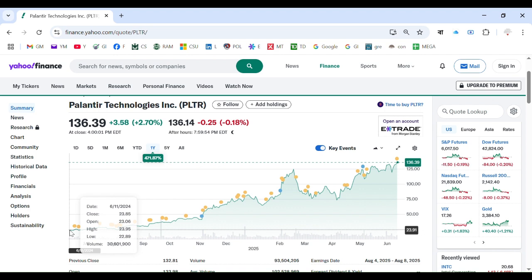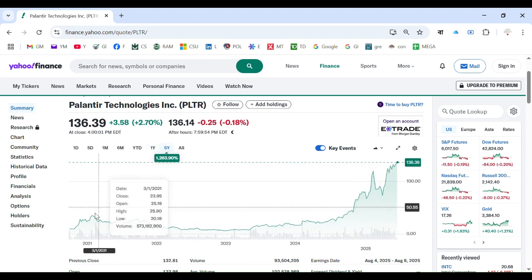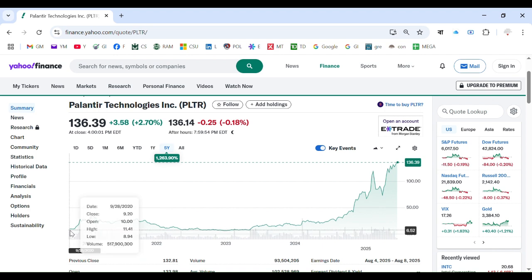What about 5 years? The 5 year span is also in an uptrend. It was $9.20 5 years ago. Can you imagine? It was $9.20 and today it is $136.39. So this stock is in an uptrend over 5 years as well. So this is clearly in an uptrend in all the time spans.